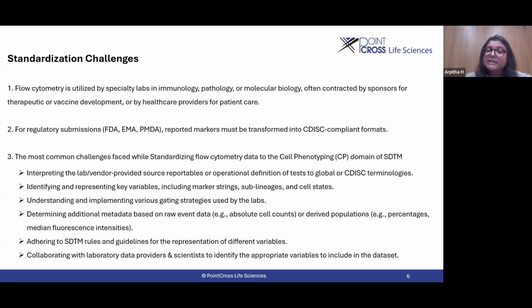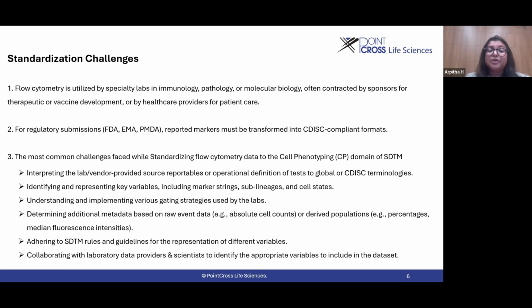So the metadata calls depend upon the measurement types, whether the cells are being measured for an absolute count, relative measurements, or intensities, which is single cell expression. Each of the measurement types has different metadata, and that has to be represented accurately, following the guidelines for the data representation. For each measurement type, there are certain guidelines published by CDISC to represent the data, and all that has to be followed during the standardization process.